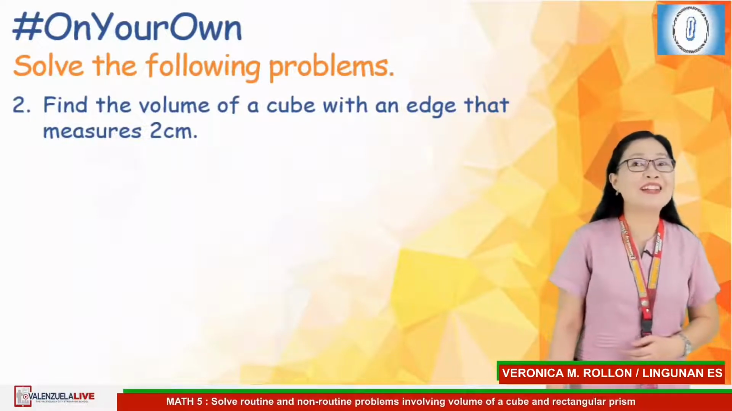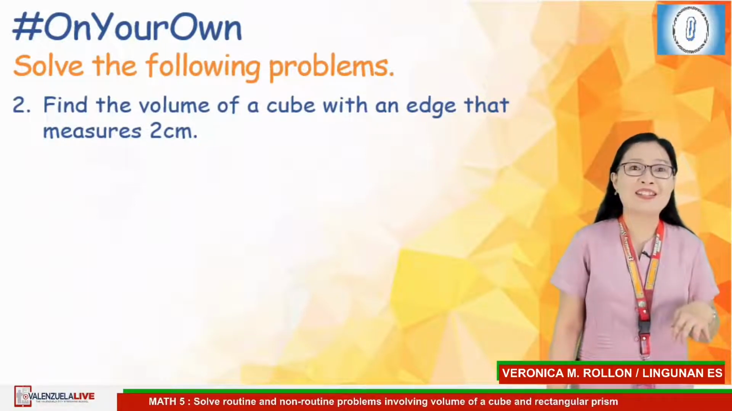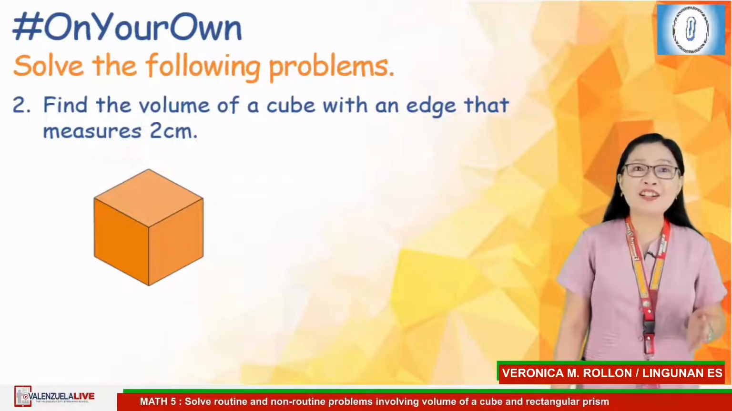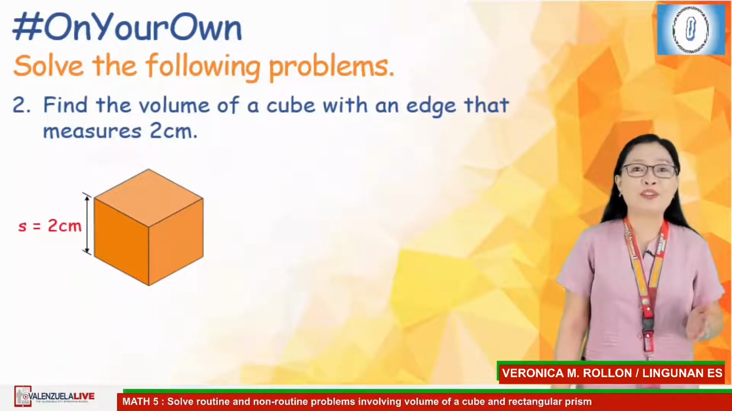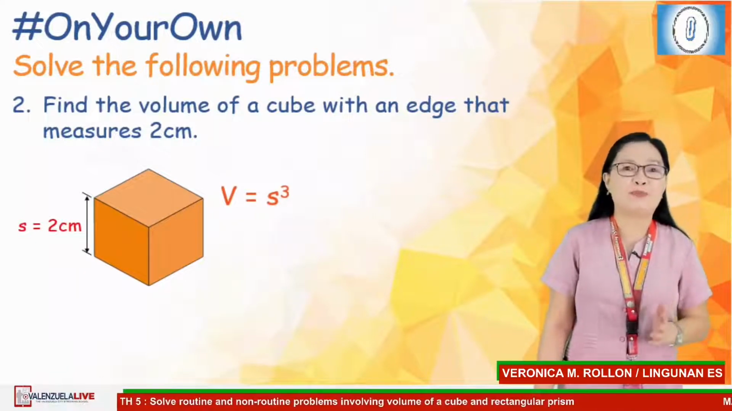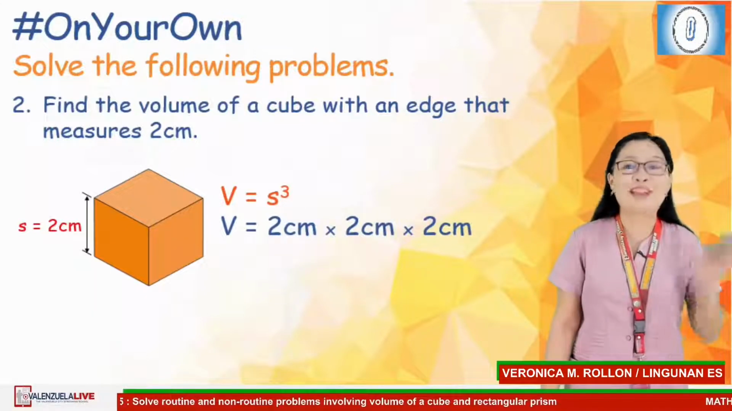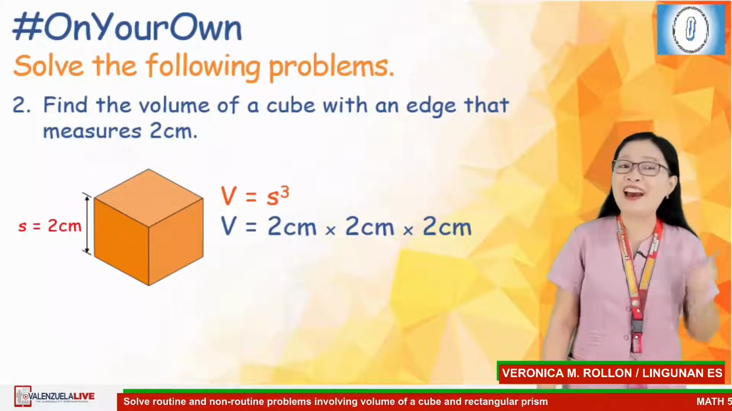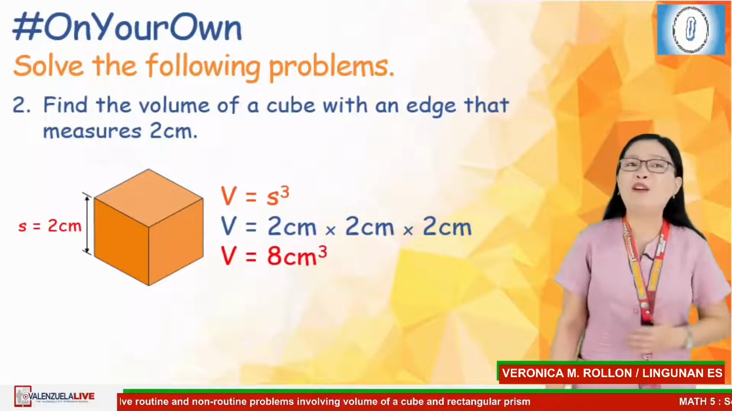Okay, so let us find the answer. Type in your answer in the comment box. So this is a cube. It has an edge of 2 centimeters. To find the volume, volume is equal to s cubed, or s to the 3rd power. So multiply 2 centimeters times 2 centimeters times 2 centimeters. And the answer is 8 cubic centimeters. So that is the volume of a cube.